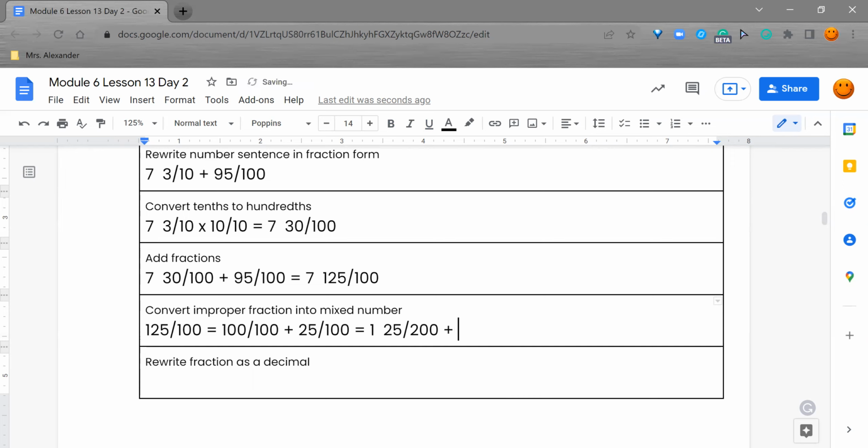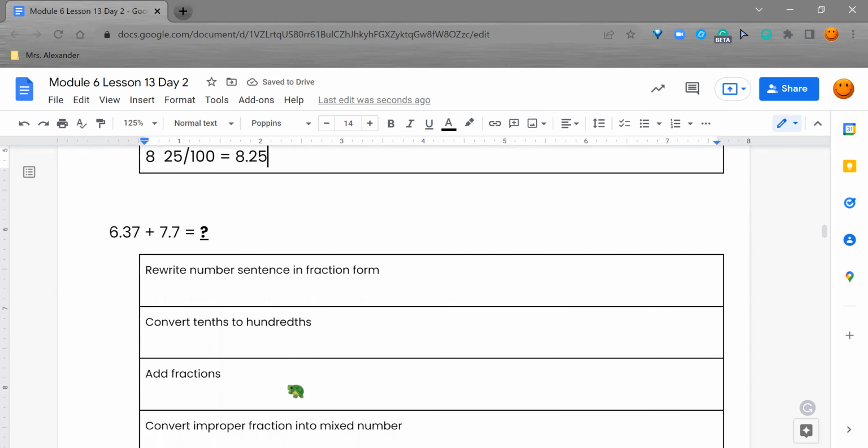So I get to add 7. So I see I have a 1 and a 7. I add that to get an 8. And then I have 25 over 100. And yes, I know you noticed my mistake. It's supposed to be 100, not 200. So I have 8 and 25 over 100. So I'm going to take that fraction, and I'm going to turn it into a decimal. So 8 and 25 over 100 equals 8 and 25 hundredths. Just like that. Let's go look at one more problem.